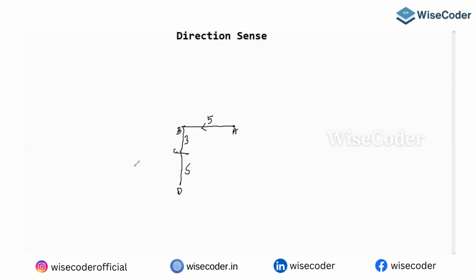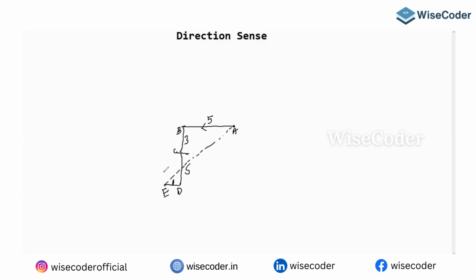From the last position, he turned right and travels 1 kilometer. Right means which side? West side again. So he's asking how far he reached the hospital finally. Let's say this is the hospital, point E. From starting point to ending point is asked. So I want this direction.